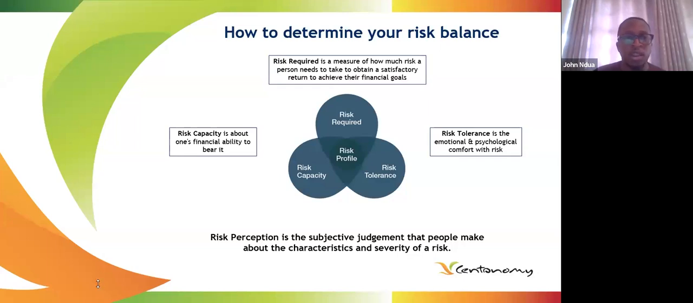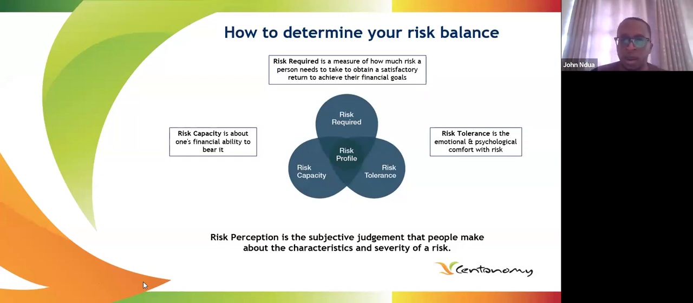So we really need to understand also that our risk profile is not necessarily tied only to what we are as an individual. It is also tied to how much we earn. If you earn less, your risk capacity is lower. If you earn higher, then your risk capacity tends to increase.